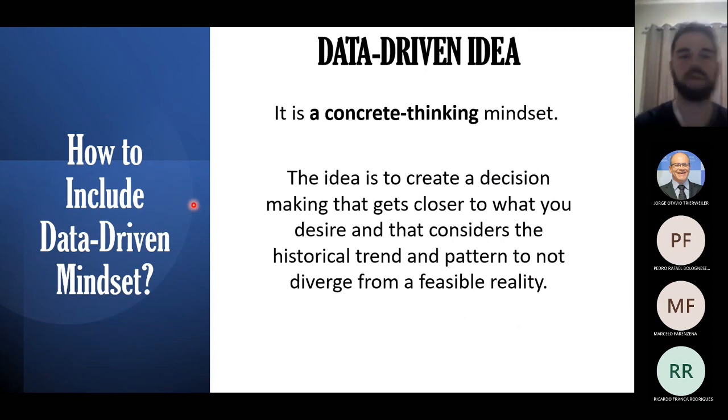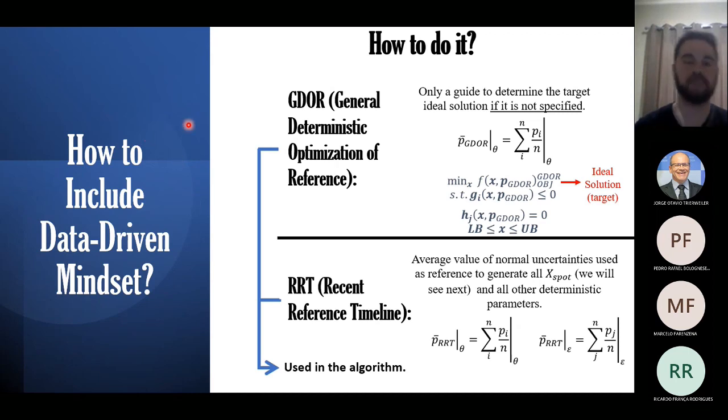So how do we include a data-driven mindset? It is a concrete thinking mindset. If you look at neural networks, it's abstract thinking. Here, we don't know what the black box of a neural network is doing. But here we know what we are doing, okay? It is a concrete thinking mindset. The idea is to create a decision making that gets closer to what you desire and that you consider the historical trend and pattern to not diverge from a feasible reality. So we always look to data. So how do we do that?